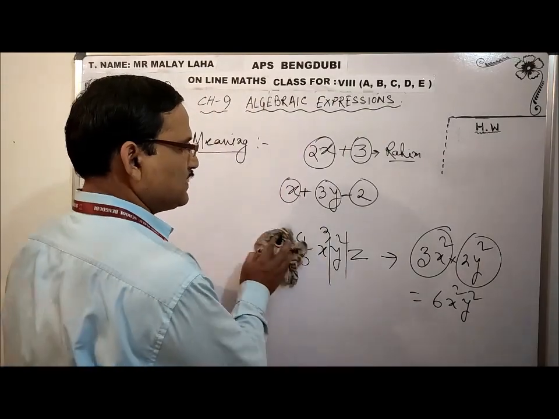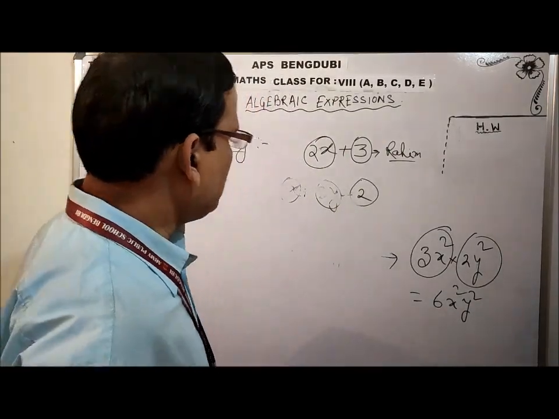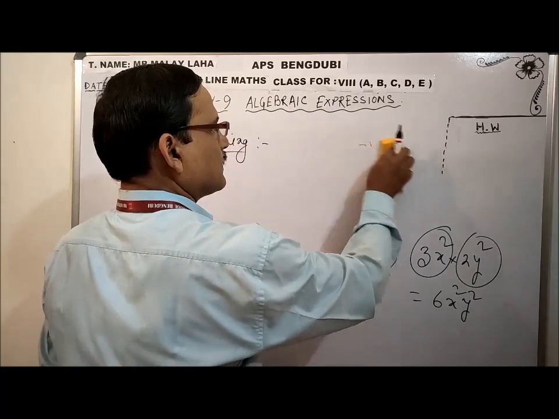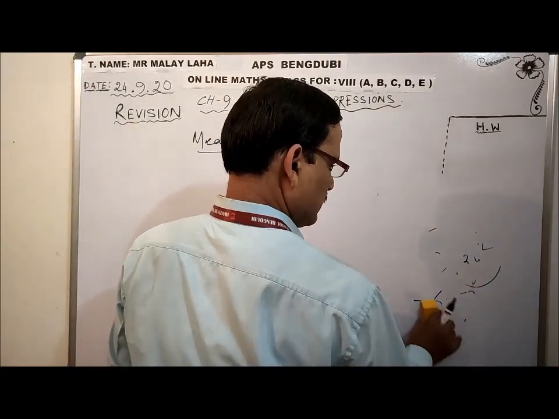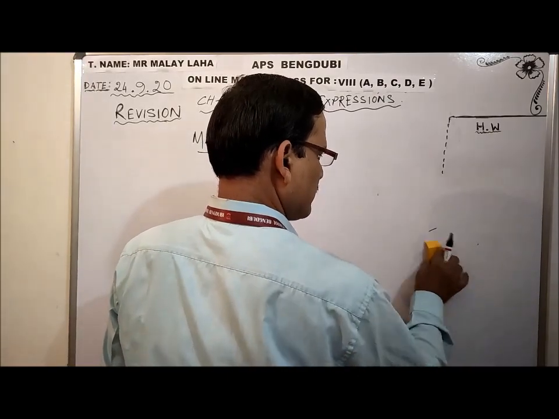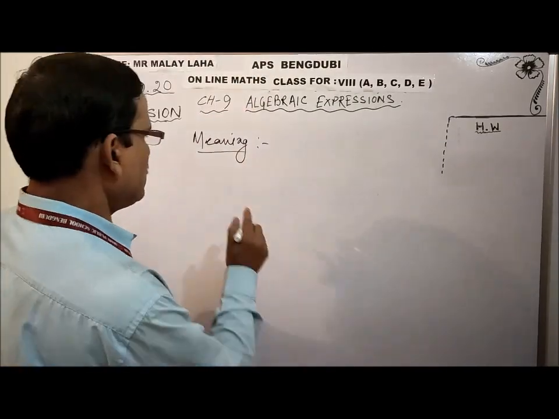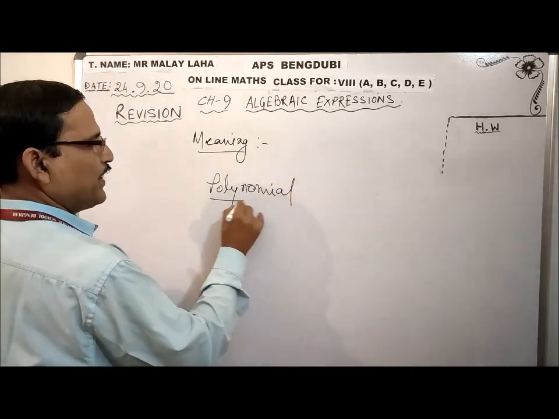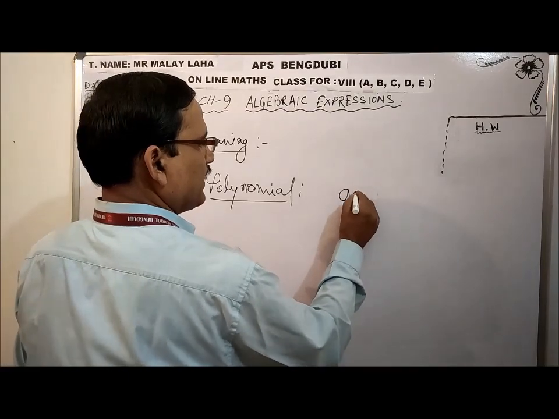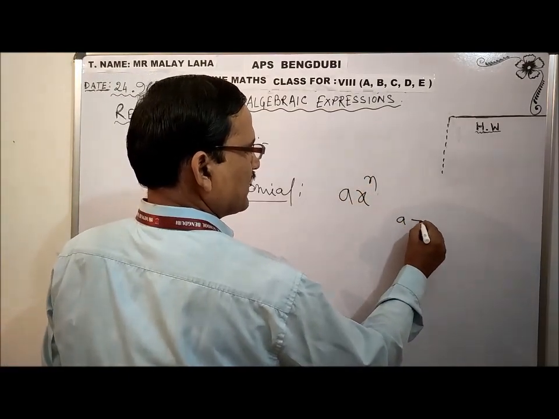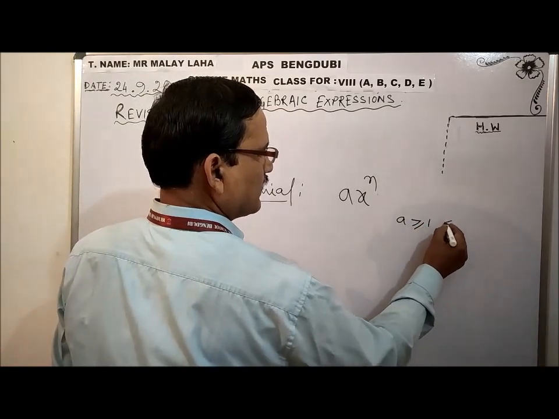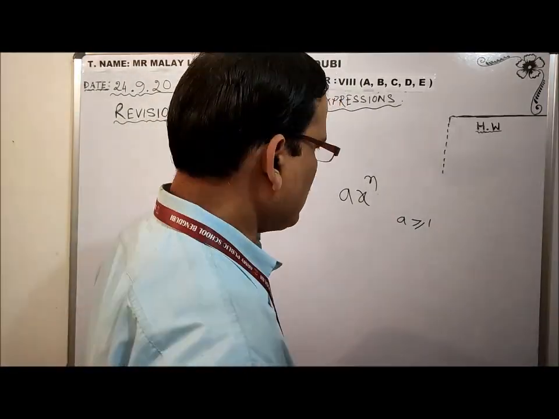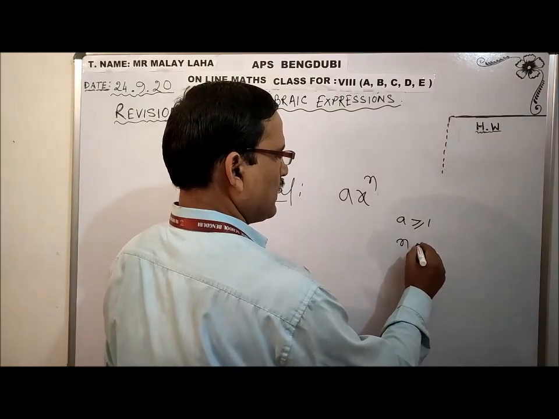Don't forget this. Now on the basis of the number of terms, what does an algebraic expression have? Each part, that is a polynomial. So when one part is there, it is a polynomial. Polynomial means what? Poly means many, nomial. When any algebraic expression is in the form of ax raised to n, where a is greater than or equal to 1, and n will be an integer.